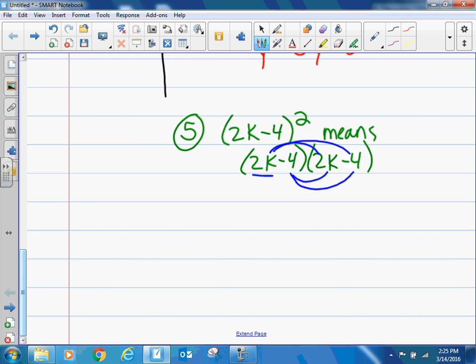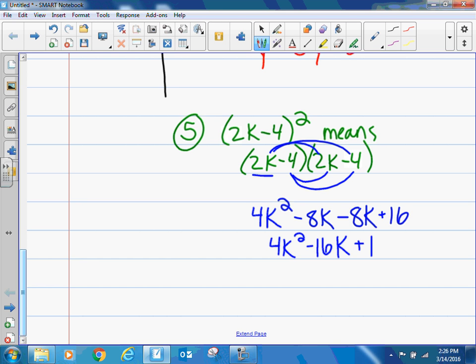So I have 2k times 2k. 2 times 2 is 4. K times k is k squared. And then I have 2k times negative 4. That would be negative 8k. Again, in the center, I have negative 4 times 2k, which is another negative 8k. And then I have negative 4 times negative 4, which is 16. Again, I can combine my two middle terms. I have 4k squared minus 16k plus 16. And that is my simplified version.